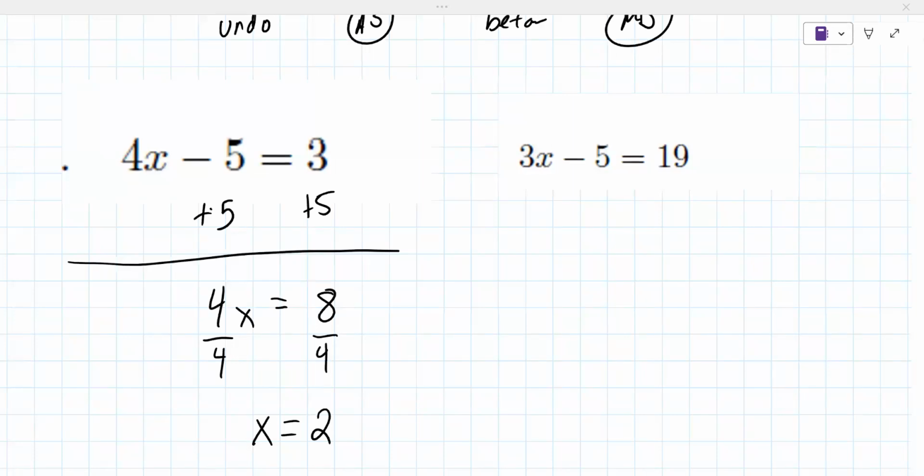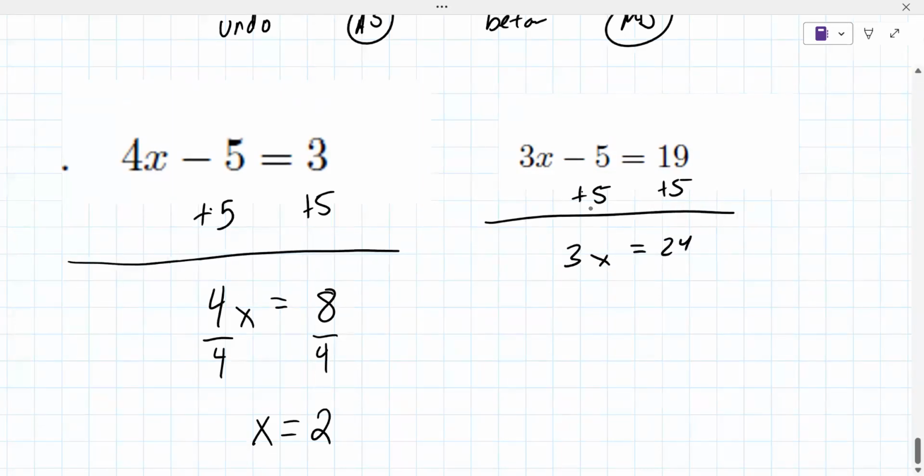Okay, so I got x equals 8. All right. Back. What did you get for an answer for this? I got x equals 8. So you're adding 5 to both sides. 3x equals 24, divide by 3, divide by 3, x equals 8. Very good.